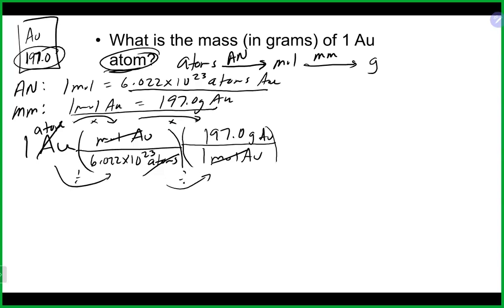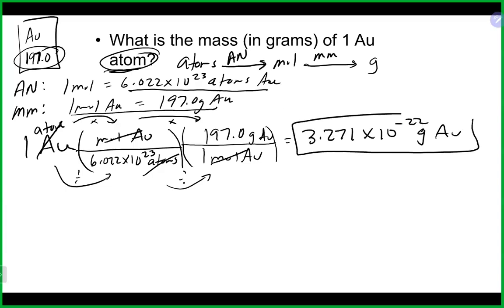We're going to make sure that we are using our exponent button for sure. On top, we really only have 197 since everything else is a 1. We're going to divide it by 6.022 times 10 to the 23. And that will get us something like 3.271 times 10 to the minus 22 grams of gold in this particular case. Any questions on that calculation?